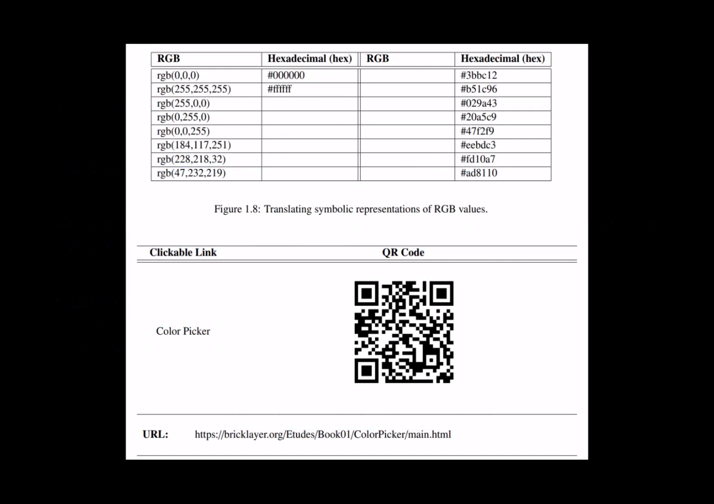Now, at this time in the book, there's an assignment that gets you familiar with translating back and forth between these notations. And you use the color picker to do this. And the ability to do this is beneficial for assignments that follow later in the book.